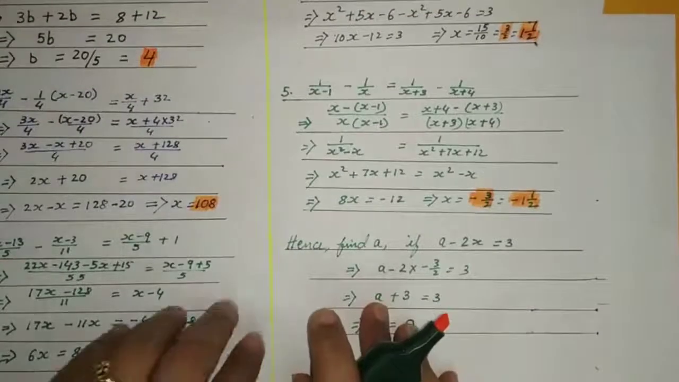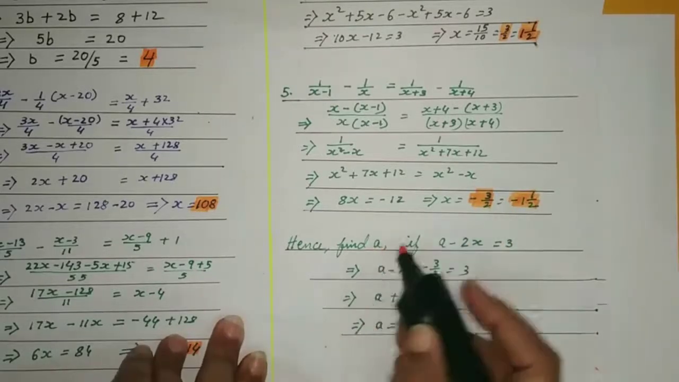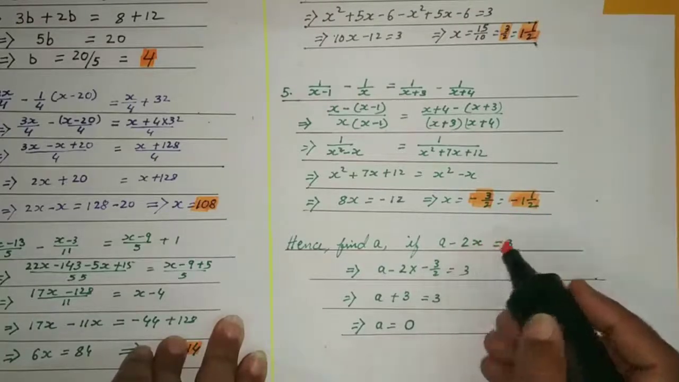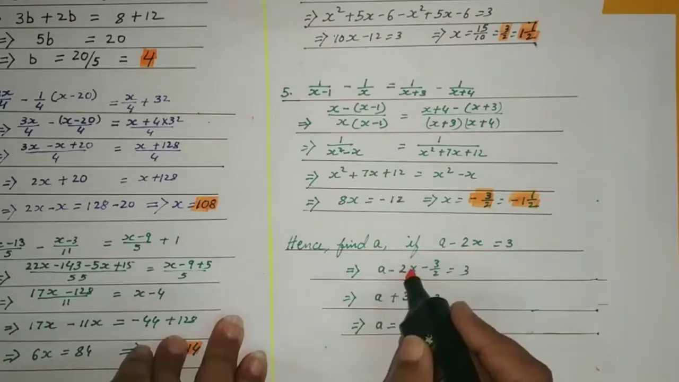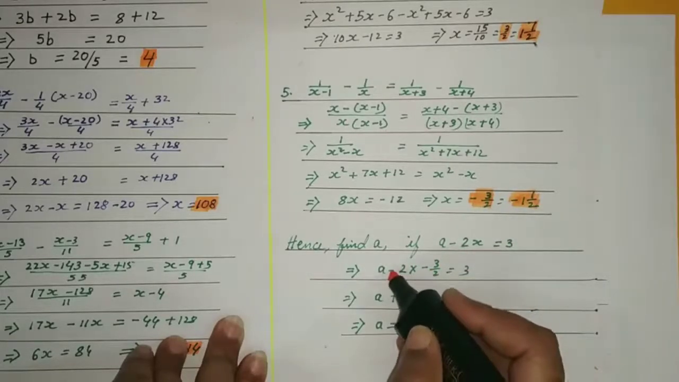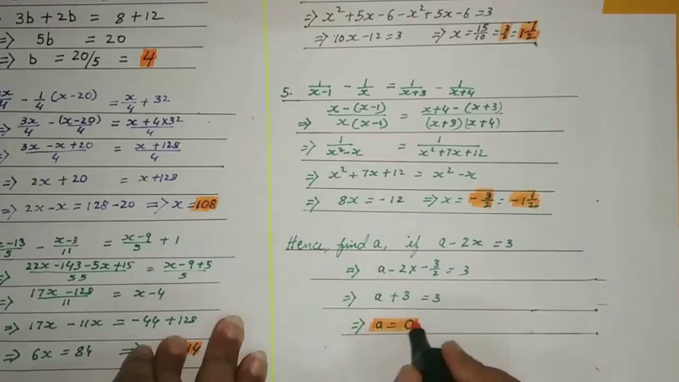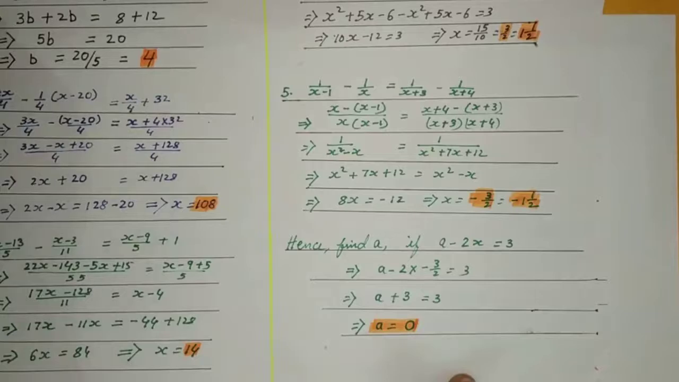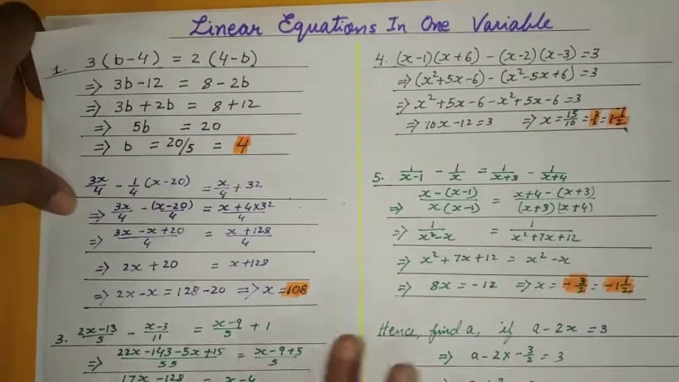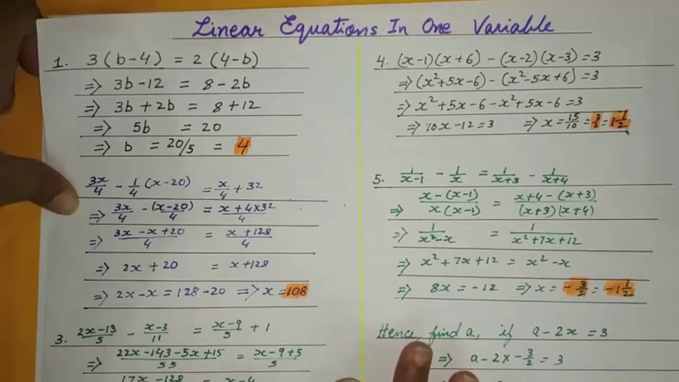Then one more question. If this is the answer, find the value of a if a minus 2x is equal to 3. So what we do, we substitute. So a minus 2 into, what is x's value, minus 3 by 2, is equal to 3. Cancel, minus 1 into minus 3 is plus 3. 3 comes here, a becomes 0. So this is one substitution question also which I have done for you. Now there are so many questions in your textbook. Solve the entire exercise. Don't leave any, children.